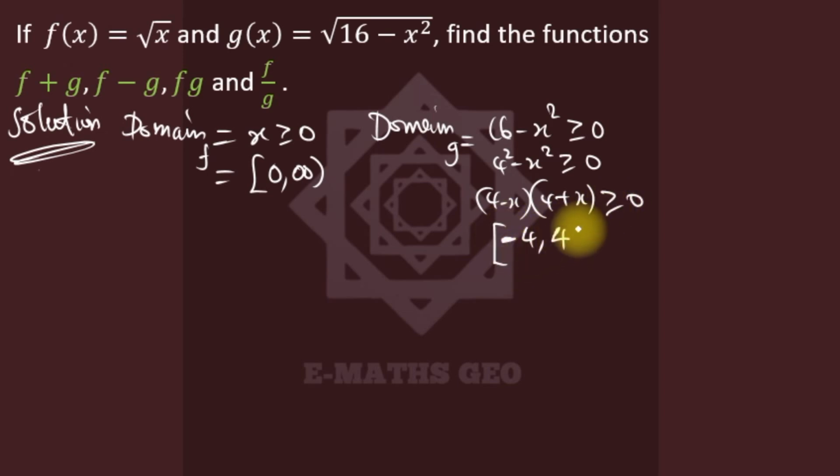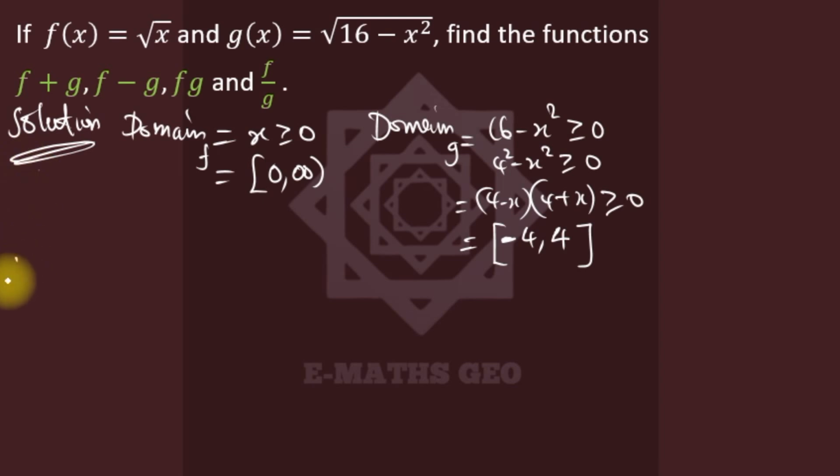Remember, including 0. So if you put any number between minus 4 and 4, it's good. I've tested numbers less than minus 4, and automatically numbers greater than 4 will still be negative. So the domain is this. That's the domain of g.